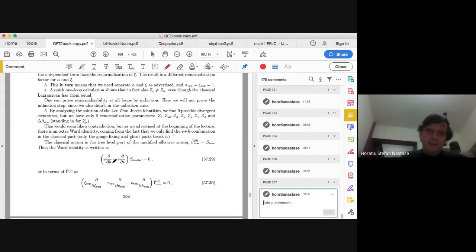So the action would be, the Ward identity on this gamma hat, which turns into S matter, would be ∂/∂h minus ∂/∂v on S matter is equal to 0, since this S matter depends on v plus h. And then I can multiply by v. So I write it as v ∂/∂h minus v ∂/∂v of S matter is equal to 0.